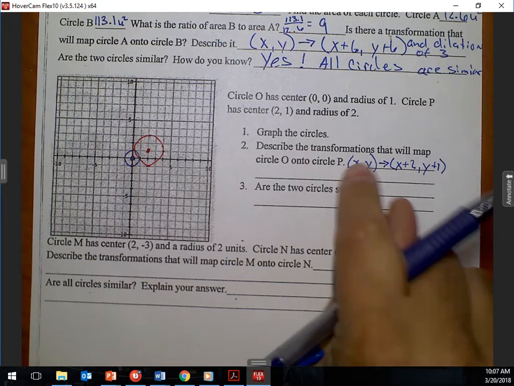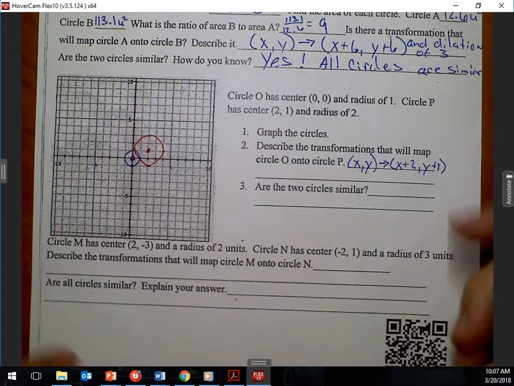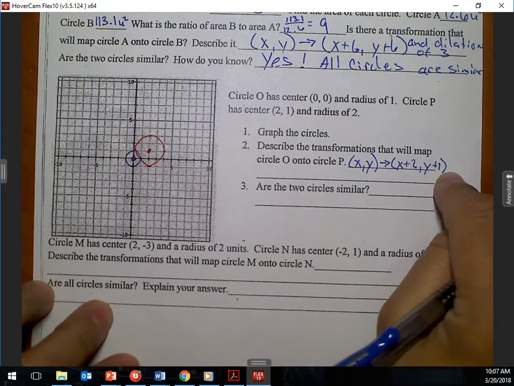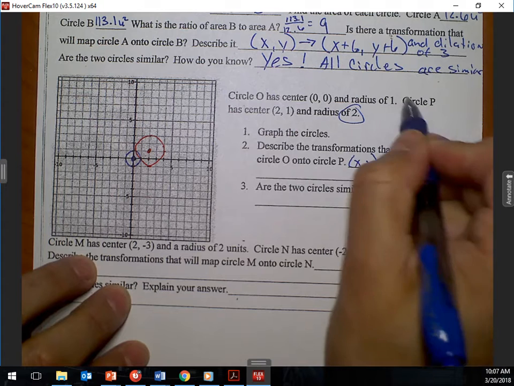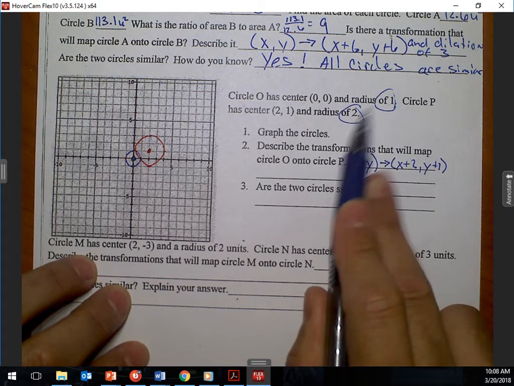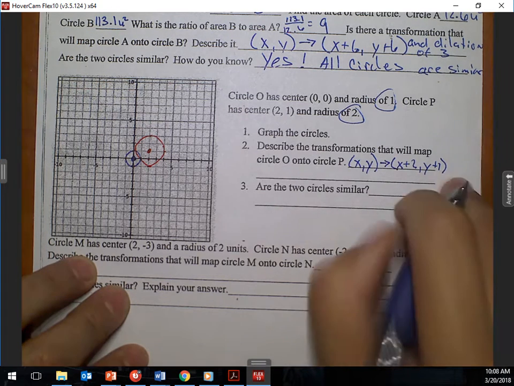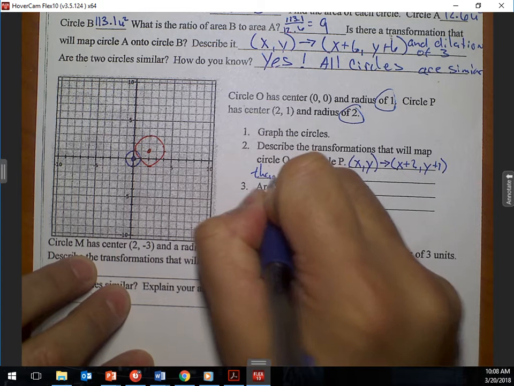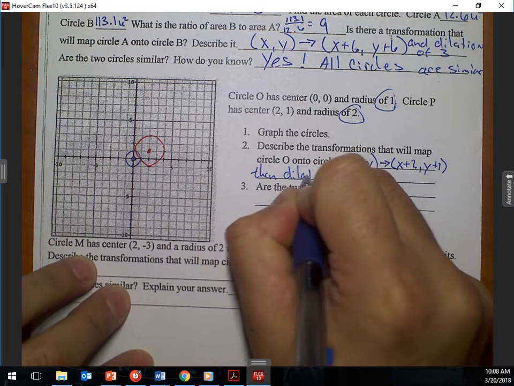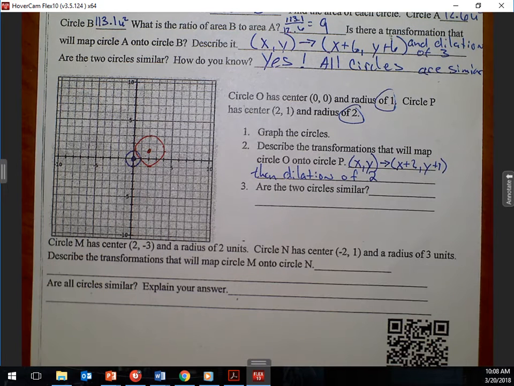Now, that is the movement, but is it bigger? Yes, it is bigger, but how much bigger? 2. Yes, because I have a radius of 1 here and a radius of 2. To go from here to here, I had to multiply by 2, right? So my scale factor is going to be 2. And this is then a dilation of 2. Does that make sense? I'm dilating it, making it twice as big.